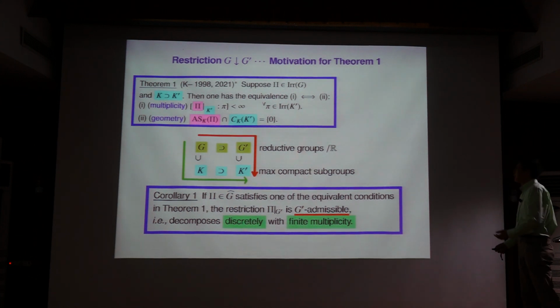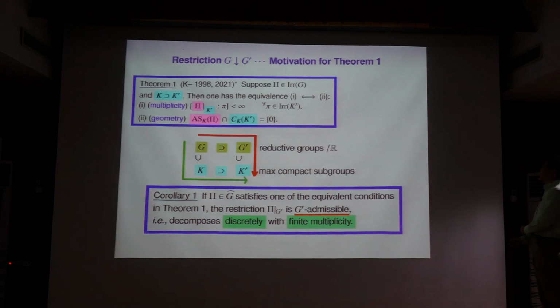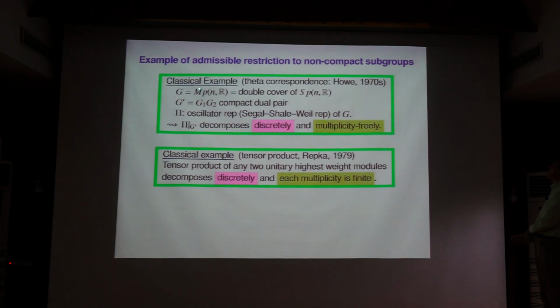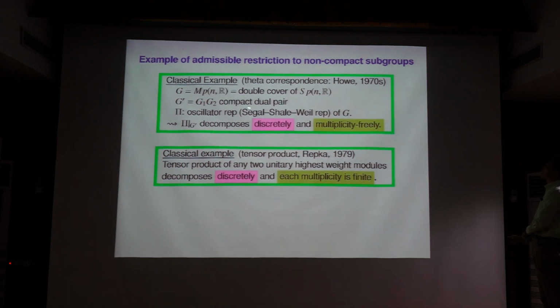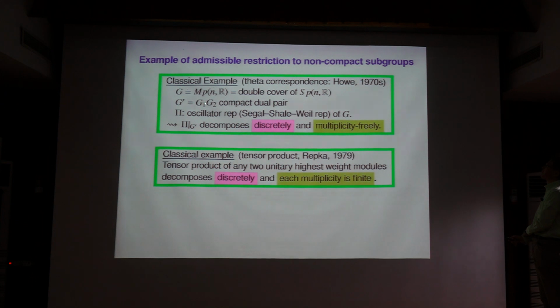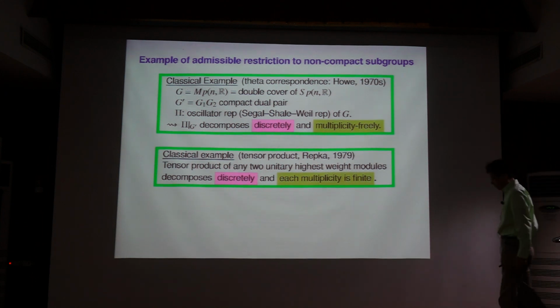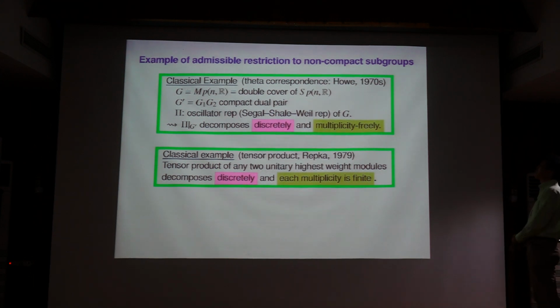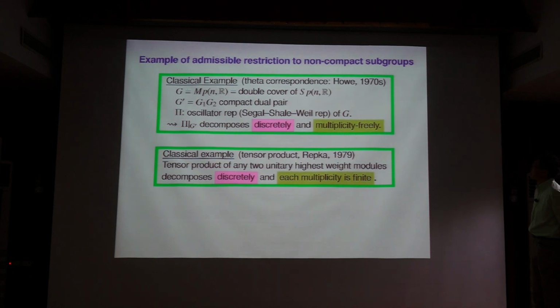So classical examples where this happens include the following cases. For example, if we think of the theta correspondence, we consider metaplectic representations, oscillator representations, and let Z prime be compact dual pairs. This means that Z1 and Z2 are centralizers of each other. And suppose that one of Z1 or Z2 is compact, then this is referred to as a compact dual pair. So in this case, the restriction from Z to Z prime decomposes discretely and multiplicity-freely. So this is a classical example of admissible restrictions.